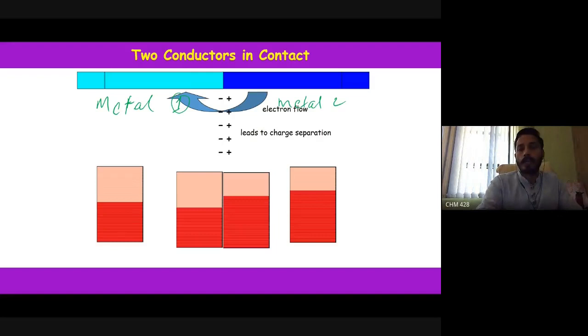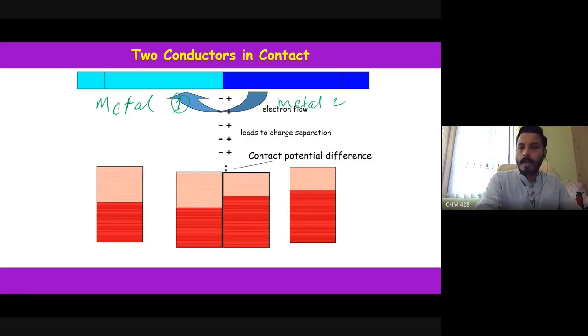What is the consequence of that? Electrons are flowing from the right-hand side to the left-hand side. The right-hand side will acquire a positive charge and the left-hand side will acquire a negative charge. So clearly, there is a charge separation. If there is a charge separation, there has to be a potential difference set up at the interface. This potential difference is often called the contact potential difference. Please keep that in mind. We are not discussing this here. This is just to refresh your memory about all these things.